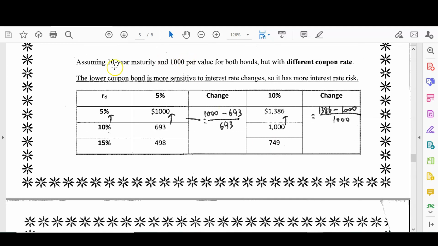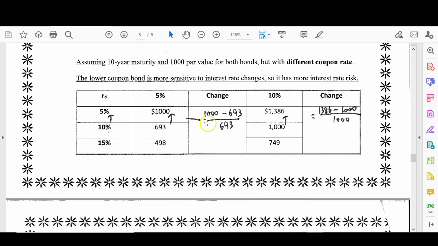Another example is a 10-year bond with 1,000 par value, but with different coupon rates. A lower coupon bond is more sensitive to interest rate changes, so it has more price risk or interest rate risk. Again, here our RD can change from 10% to 5% or to 15%. For the 5% coupon bond, the price can increase from 693 to 1,000 or decrease to 498.